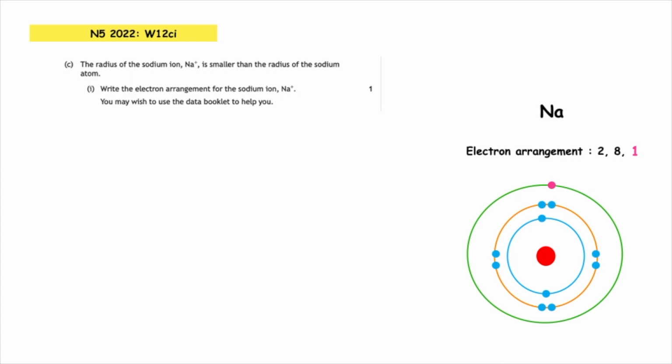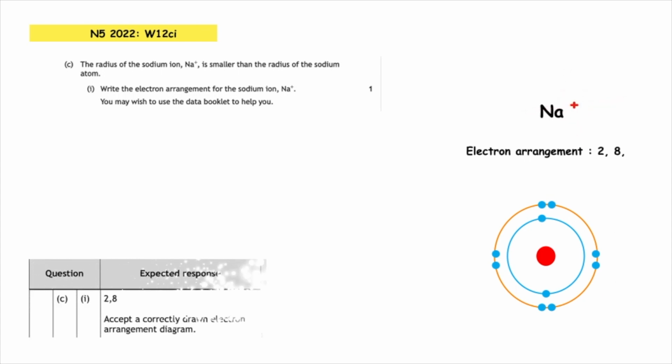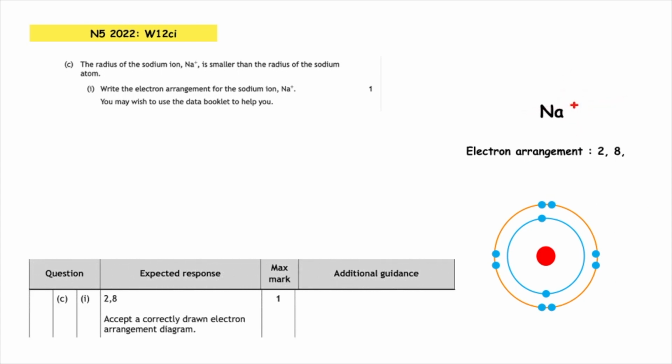12C, Part 1. The radius of the sodium ion Na+ is smaller than the radius of the sodium atom. Write the electron arrangement for the sodium ion Na+. You may wish to use your data booklet to help you. So the sodium atom would be 2,8,1. However, we want the sodium ion. It wants to lose one electron to achieve stability, to have a full stable outer electron shell. So the electron arrangement of the sodium ion is 2,8.